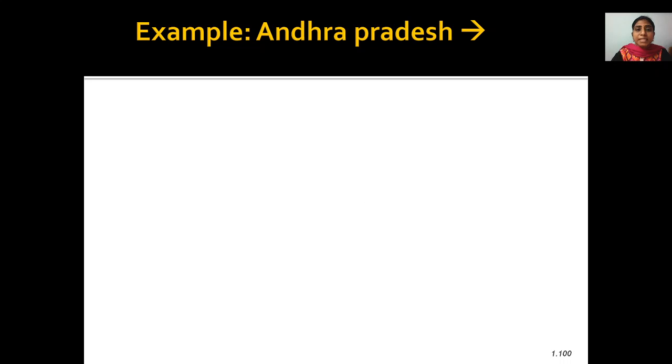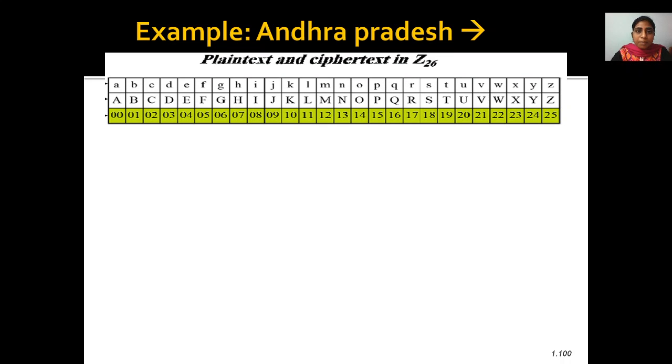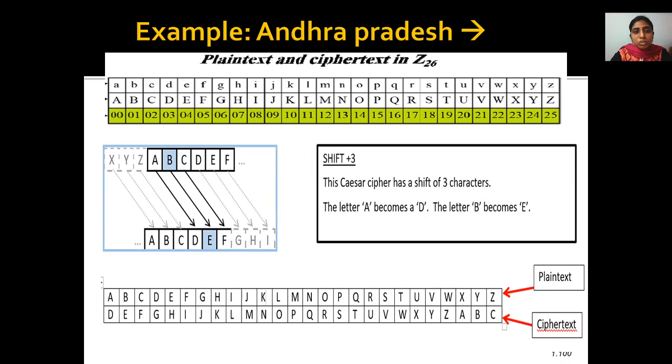Coming to an example of the Caesar cipher, if you take an example like Andhra Pradesh, the letters are replaced. In our English alphabet, we have 26 letters, and all of those are replaced with 0 to 25. We are going to shift all the letters to the next three characters. So A is replaced by D, B is replaced by E, C is replaced by F. Like that, we shift the positions until Z becomes C.